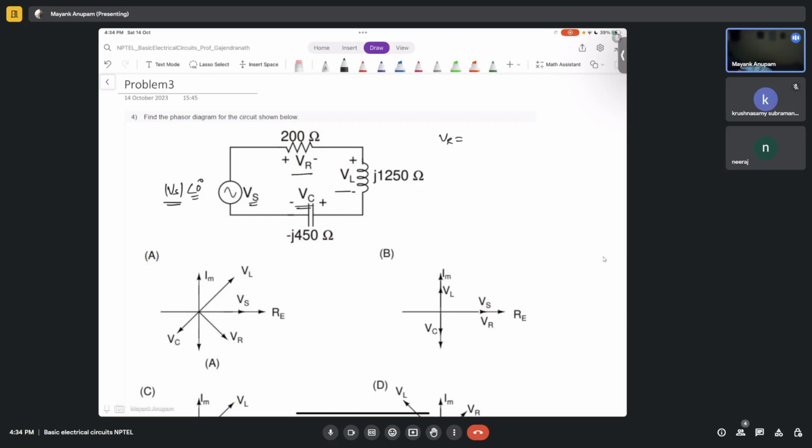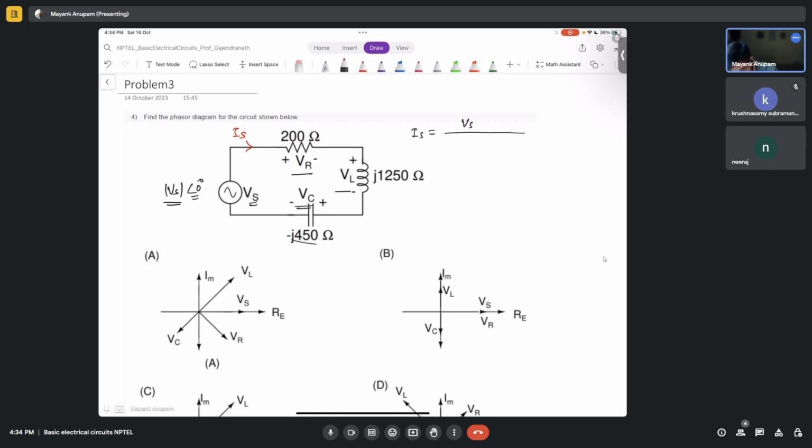So tell me what is VR. For anything, we first need to find out what is the current, right? What is the current here? It is IS. For calculating current, we will need impedance. Impedance is given, right? Of all the quantities, all the elements, the impedance is given. So what is IS? It's Vs upon Z.